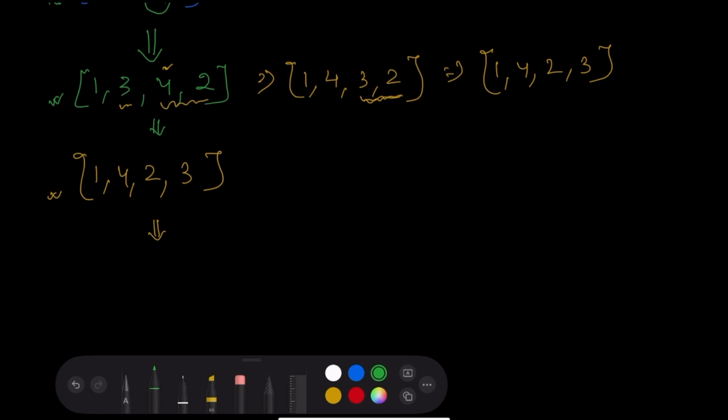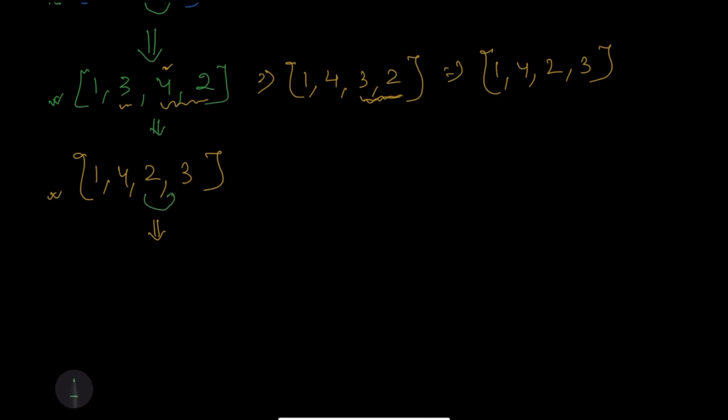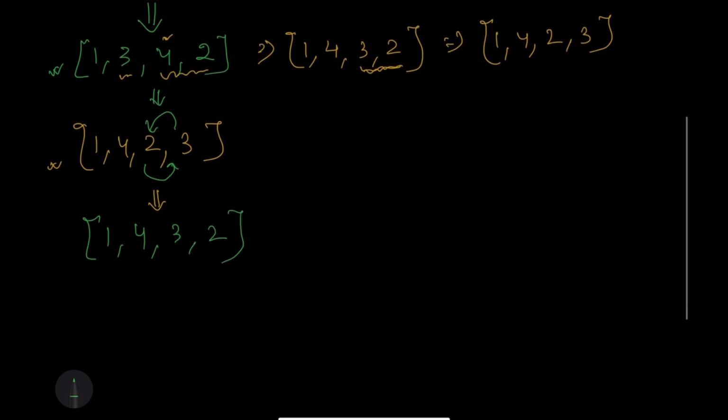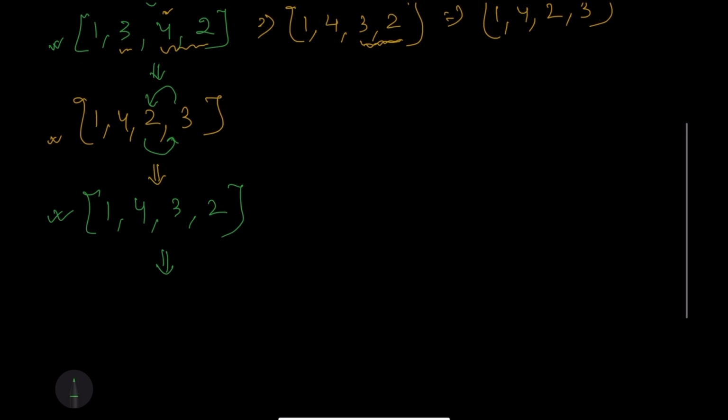Let's run through this again. So now as we can see, we don't have a decreasing subarray. We don't have a decreasing subarray. So what I will do is we will just swap these two. So we have got 1, 4, 3, 2. So now this would be our decreasing subarray. Now if we iterate again, this would be our next permutation.